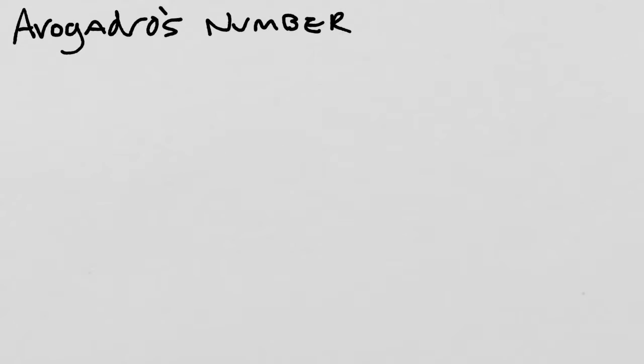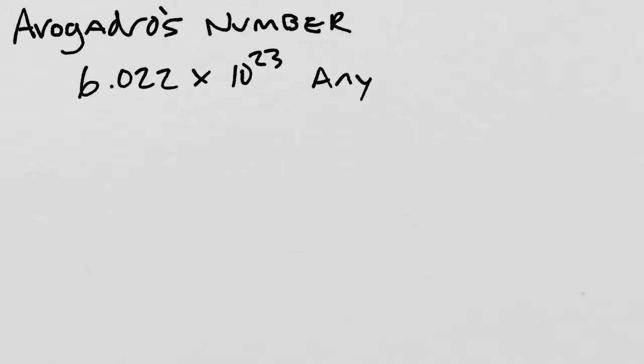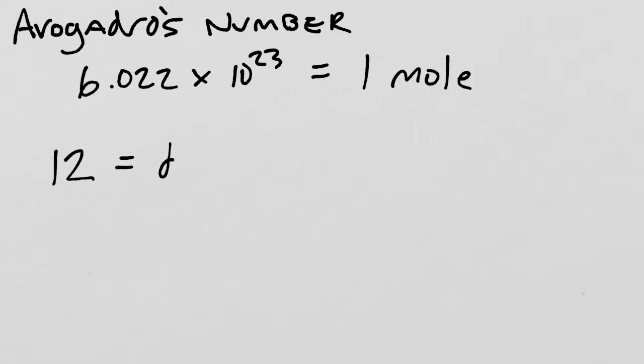All right, so Avogadro's number. This is 6.022 times 10 to the 23rd of anything. Well, this is just the definition of one mole, rather than anything. But the mole can describe anything. So this is equal to 1 mole. And we're basically just using mole like we would use dozen. So 12 of something is equal to a dozen.